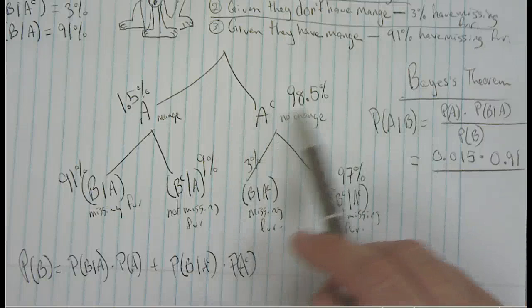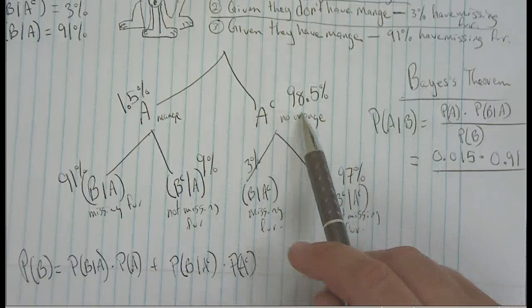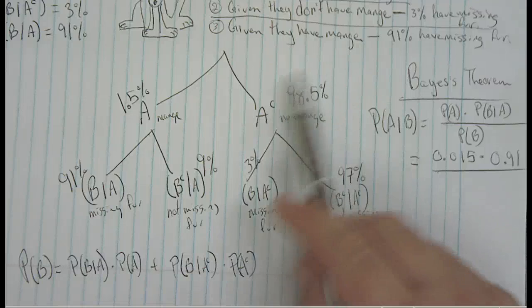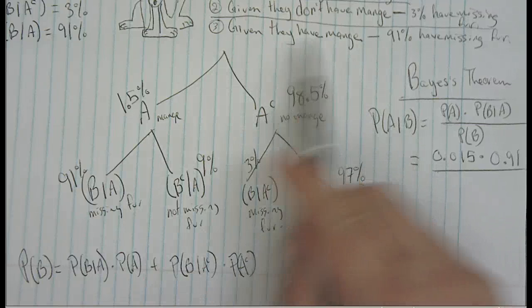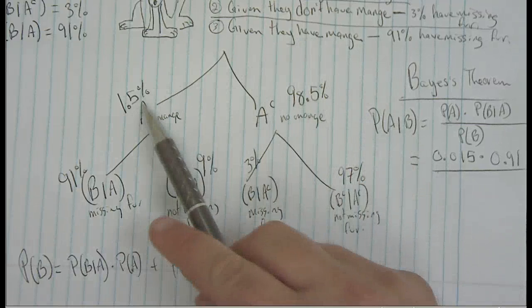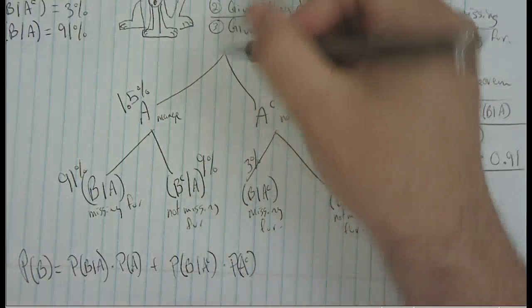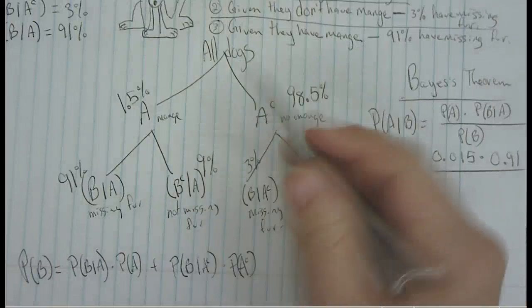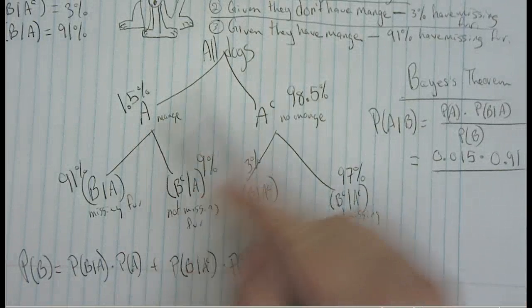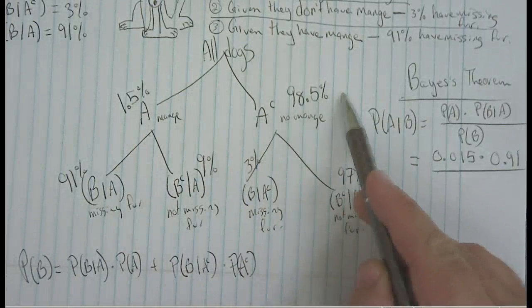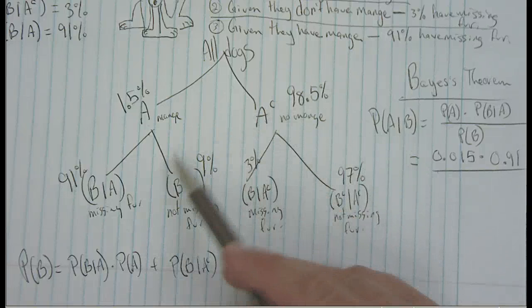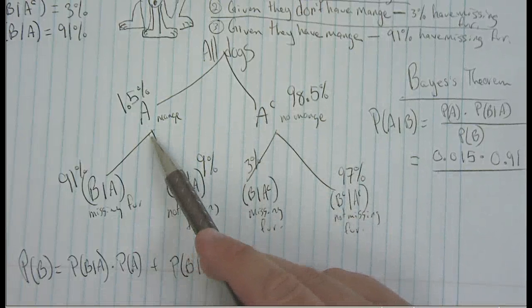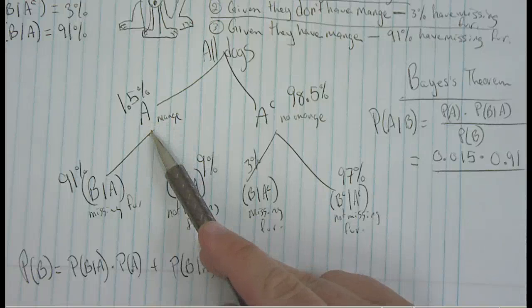And then over here, there's 98.5% of all dogs that don't have mange. So see, we're just taking all dogs, that's where this starts, all dogs, and we're splitting them. 1.5% have mange, 98.5% do not have mange. Then let's look inside at the ones that do have mange.